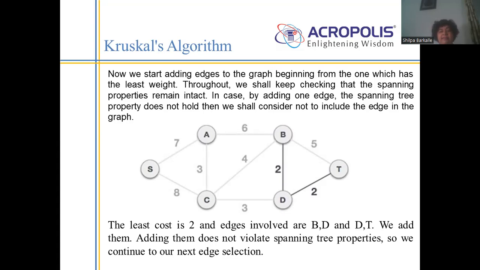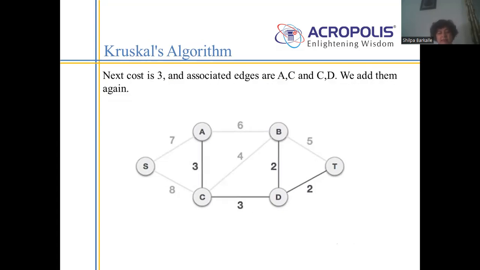For the next edge selection, as is evident from the graph, we have AC and CD. Both of them have the weight 3, which is the next least weight. And as is evident, by adding AC and CD, no loop is being formed. So we can add these two to the graph like this. So by now we have added 4 edges and we have added 5 vertices. Now we can see that only one vertex is remaining, which is still disconnected.